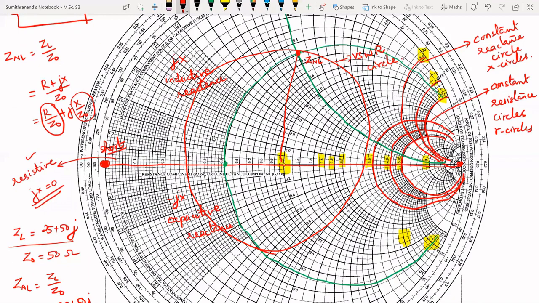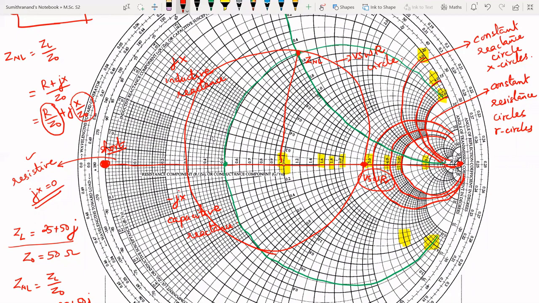So the point of intersection of this VSWR circle with the horizontal axis will give you the value of VSWR. So we have to identify the point where that circle meets that horizontal line. It will give you the value of VSWR, or voltage standing wave ratio. Now, if we know the voltage standing wave ratio, we can easily calculate the value of the reflection coefficient gamma.